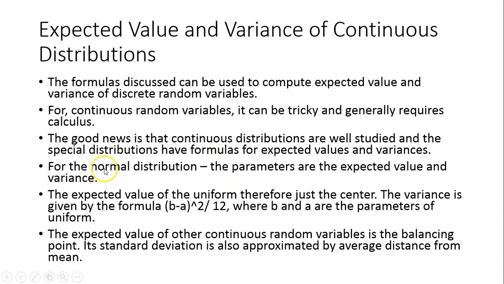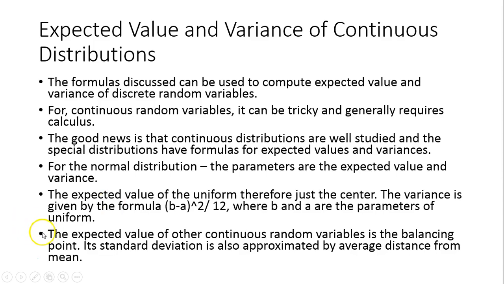In particular, for the normal distribution, the parameters are expected value and variance, so this is very easy. For the normal, you just look at the parameters and they're the expected value and variance. Okay. The expected value of the uniform is just that center. Okay. The variance of the uniform is the ending point minus the starting point, or the difference between the two, or how long the base is, squared, divided by 12, where B and A are the parameters of the uniform, the beginning and ending points, right?